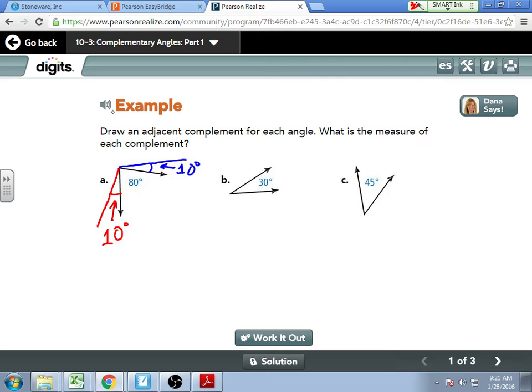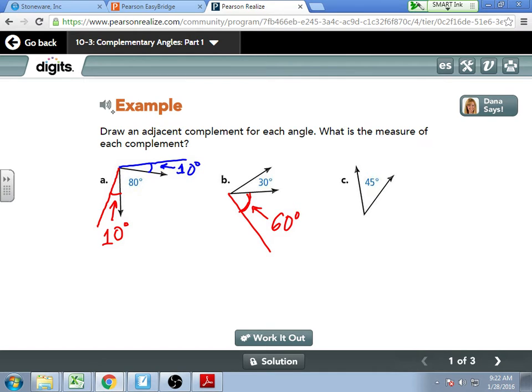Karina, what about B? How big would that have to be complementary? 70? No. Careful. 60? 60. So we finish out the right angle, and you can kind of try to see the right angle in the corner. But then I only want to label, I'm just going to erase that whole thing. I only want to label the angle that I drew, and we can label it 60 degrees.